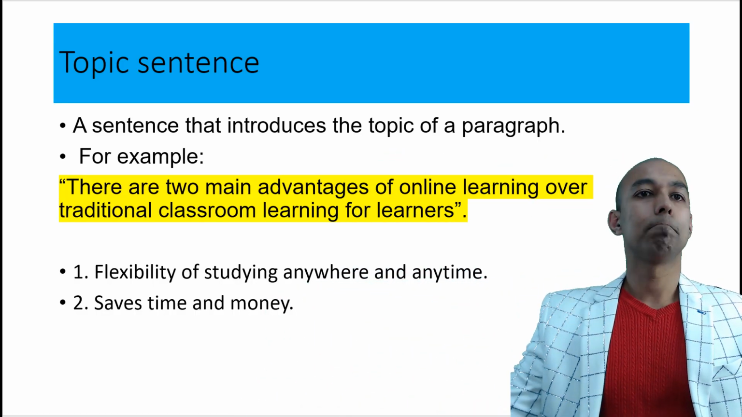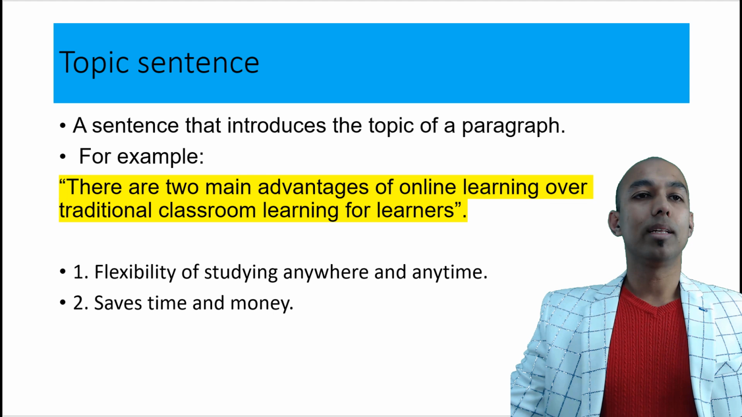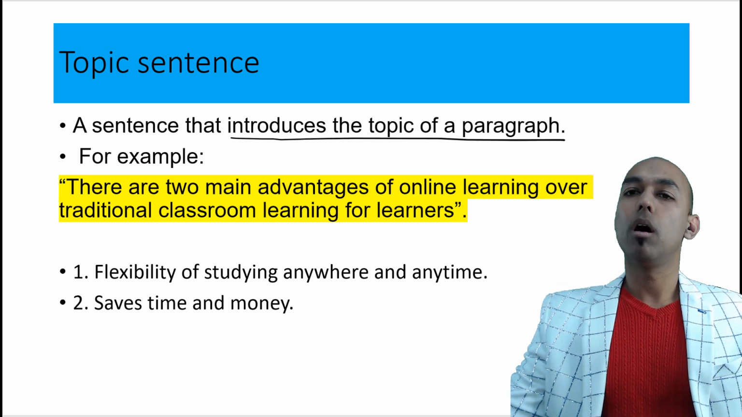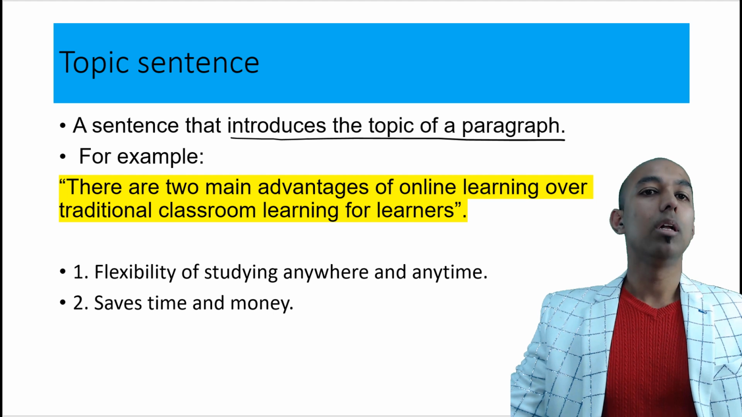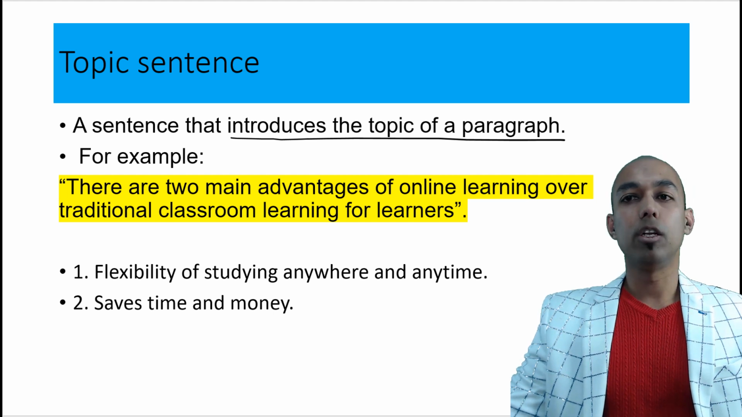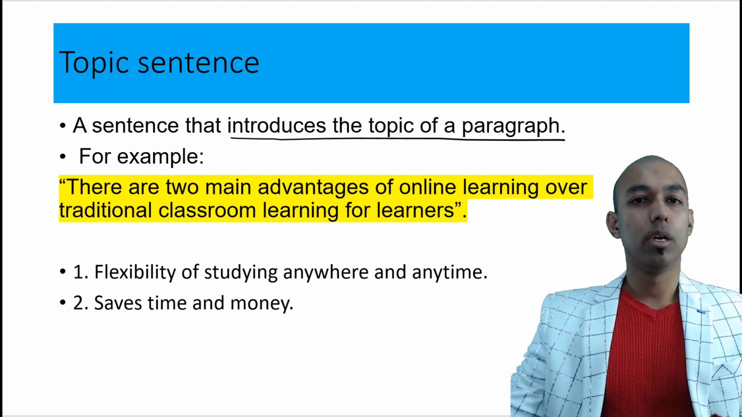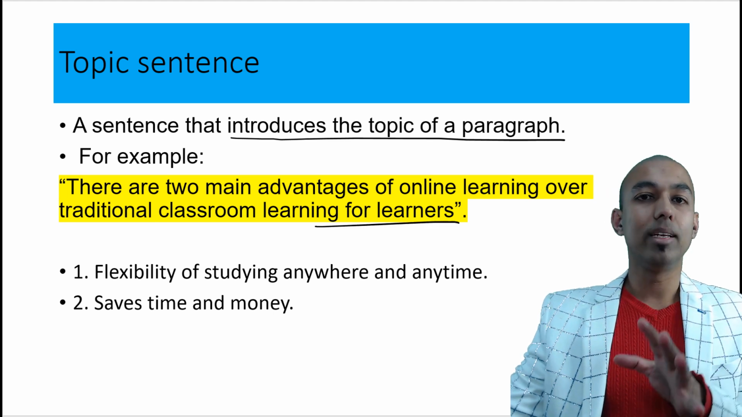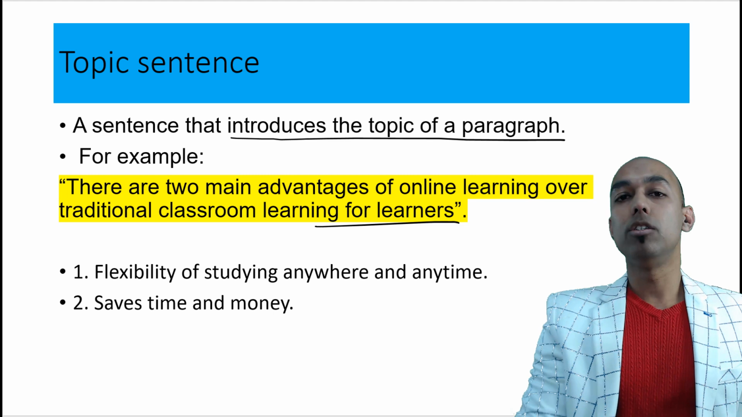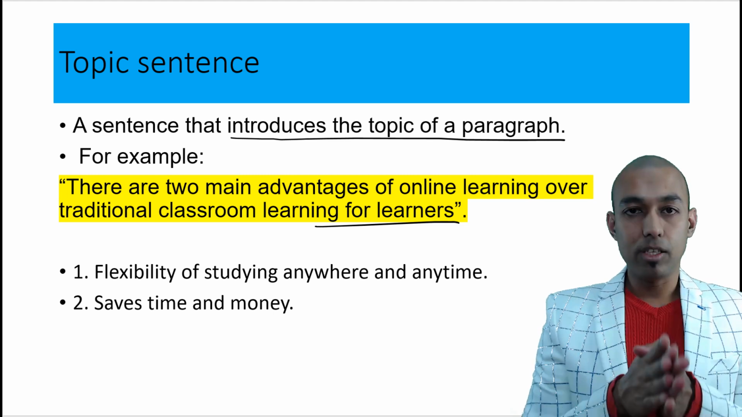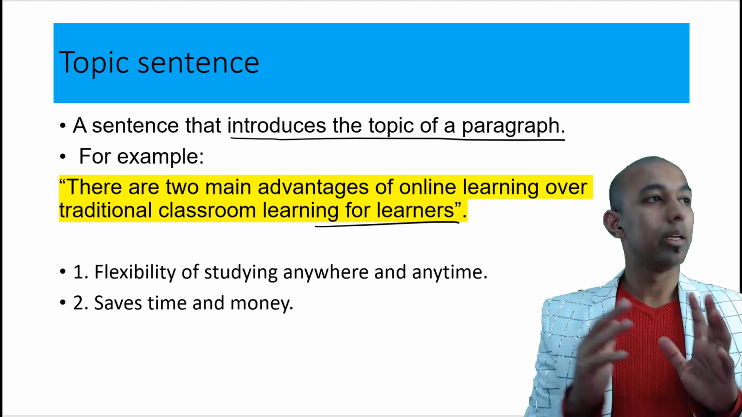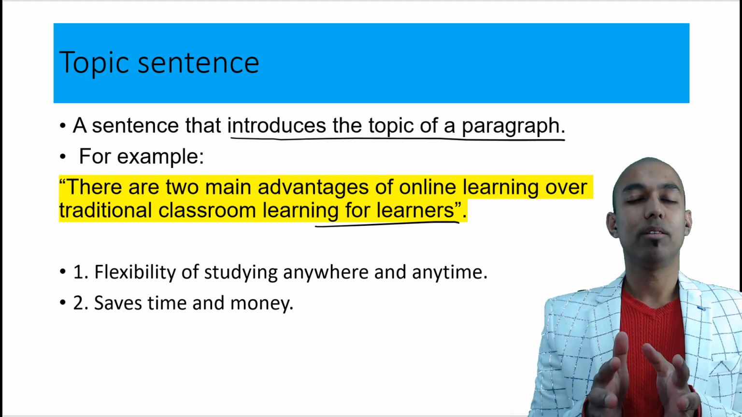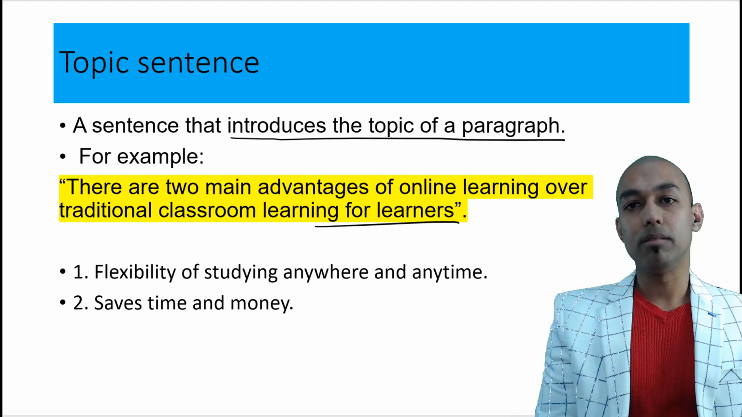Topic sentence. A topic sentence, first of all, is a sentence that introduces the topic of a paragraph. For example, there are two main advantages of online learning over traditional classroom learning. For whom? For learners. Now I'm defining the topic as well. I'm telling my readers, you know what? These advantages are not for schools. They're not for companies. They are for learners, right? From their perspective, from learners' perspective.